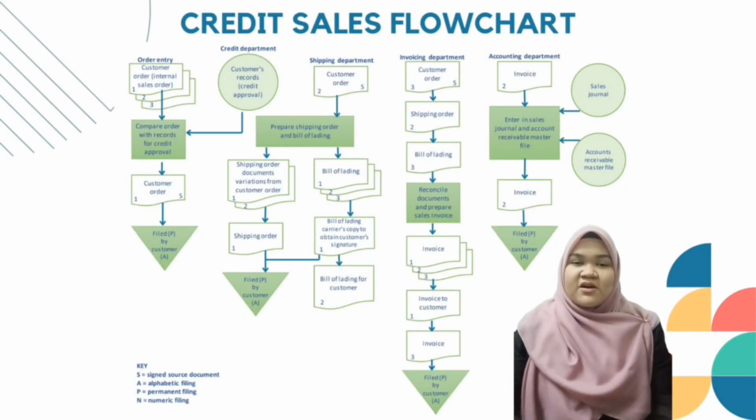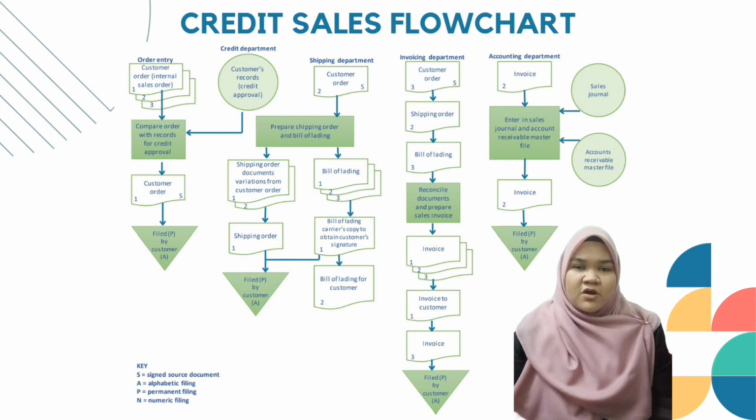Here is the example of credit sales flowchart. There are various departments involved. Starting from the order entry, the customer sales order will be compared with records from the credit department and filed in the permanent filing if approved.